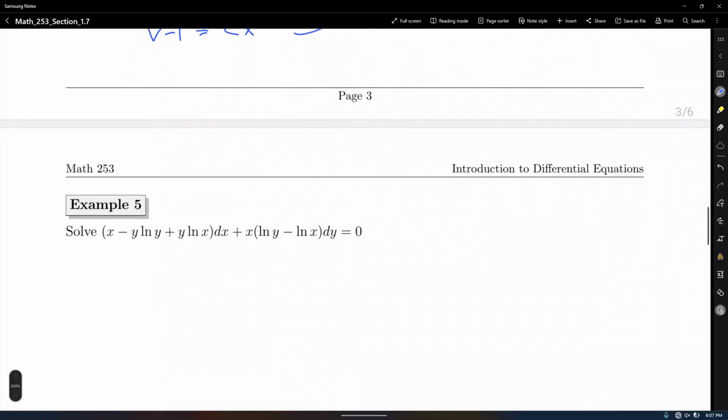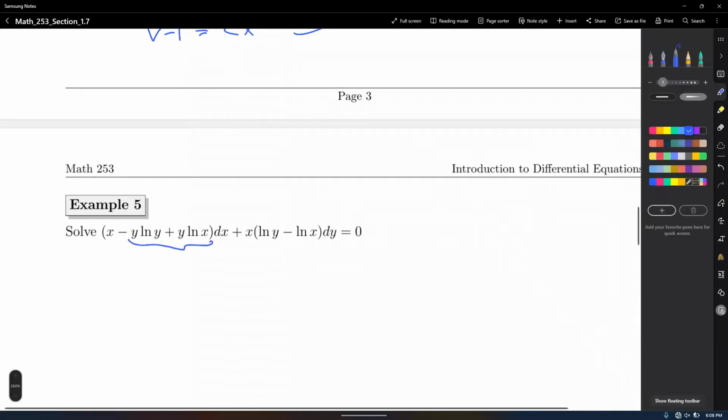Okay. Solve (x − y ln y + y ln x) dx + (x ln y − ln x) dy = 0. Well, that looks like a huge equation, and yes, I'm not gonna lie. So the way this equation is given, we first need to do a little bit of work before getting it done. First things first, look at this group of terms right here.